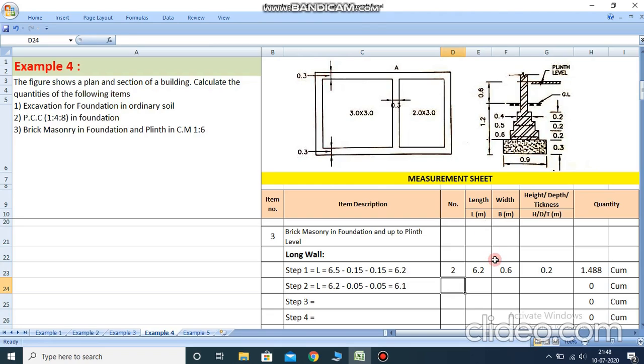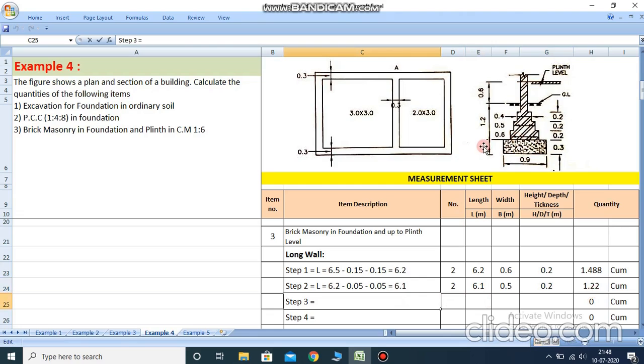So here for step 2, the same number of walls, 2 walls, 1 and 2. So write here 2. Then the total length we calculated is 6.1. Then the width of the wall for step 2 is 0.5 meter. So write here 0.5, and the thickness of this wall is 0.2. So write here 0.2. Now the total quantity is 1.22 cubic meter.